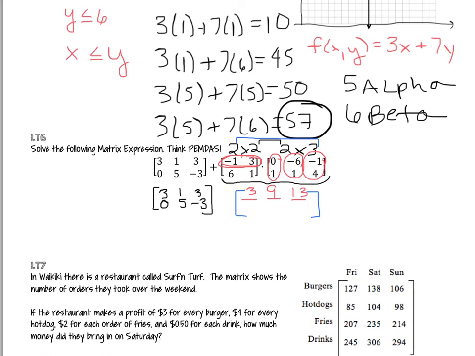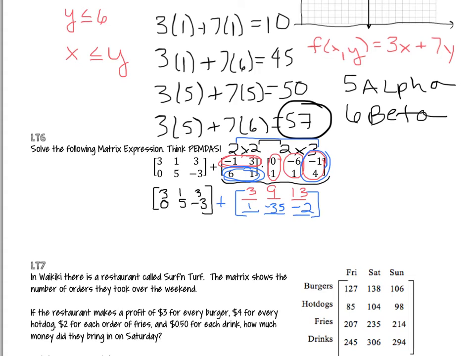Now we're moving into row 2. 6 times 0 plus 1 times 1 is 1. Then we do row 2 times column 2. 6 times negative 6 is negative 36, plus 1 is going to be negative 35. And now our last one, we have row 2 times column 3. 6 times negative 1 is negative 6, plus 4 is going to be negative 2.